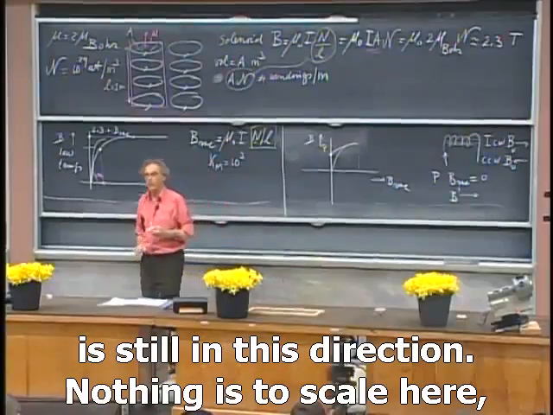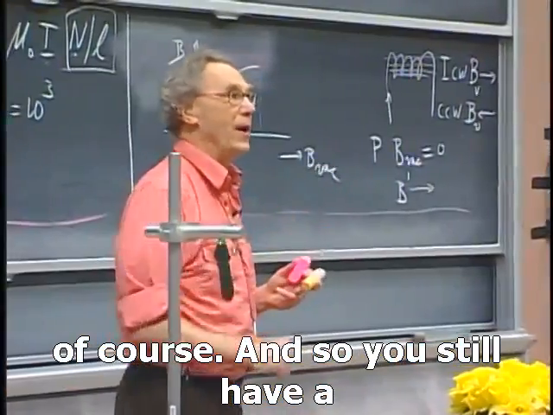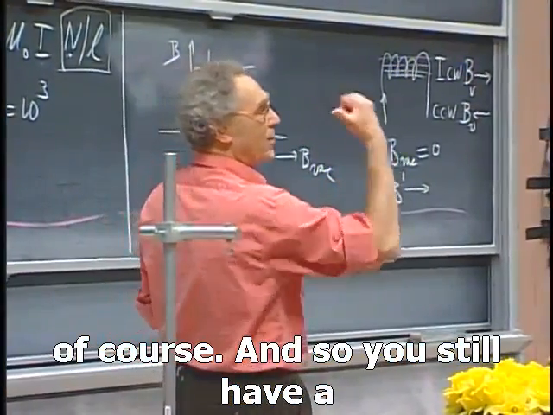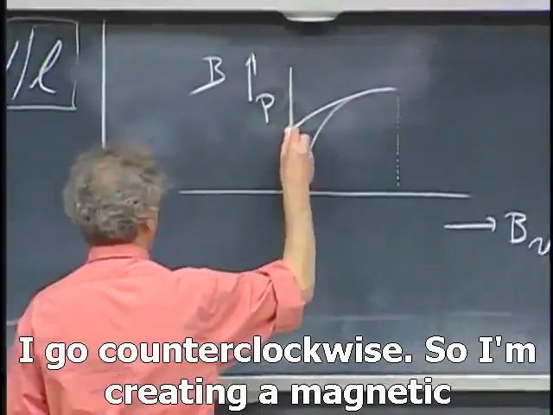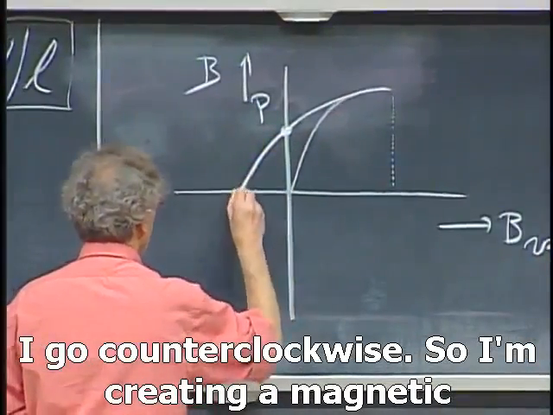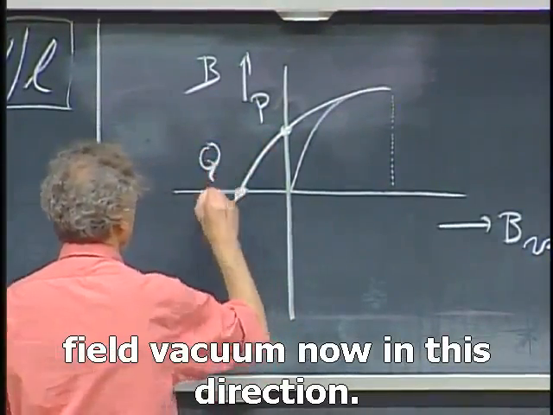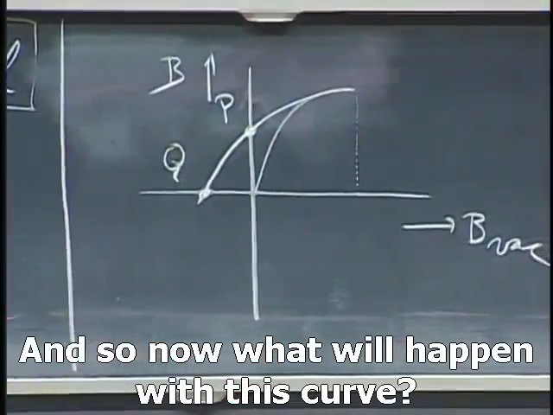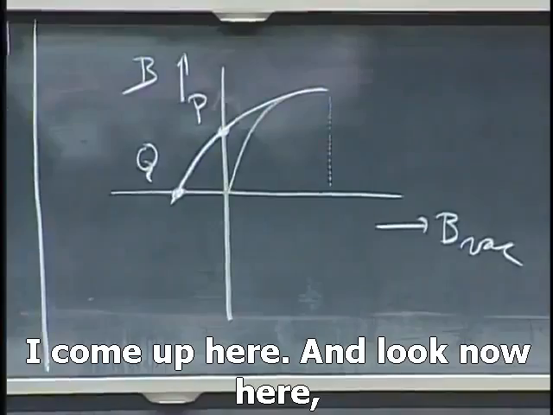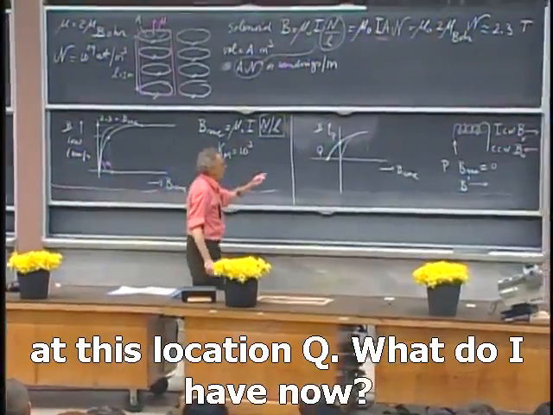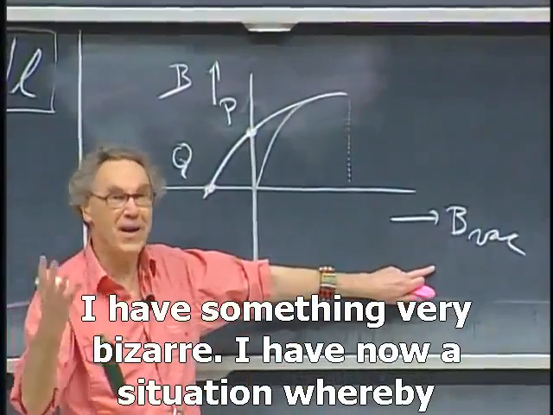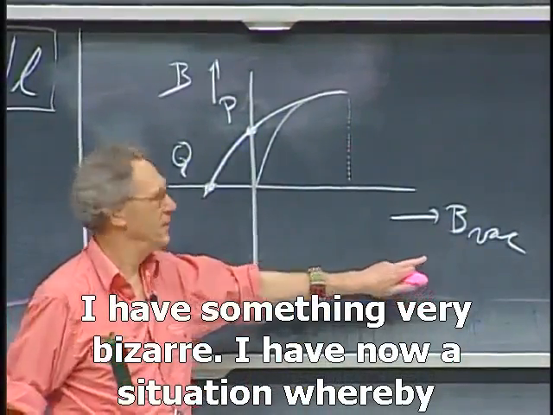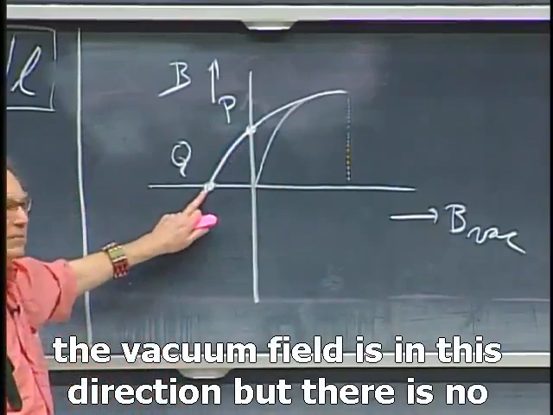Now I reverse the current. I go counterclockwise, so I'm creating a magnetic field vacuum now in this direction. And so now what will happen with this curve? I come up here. And look now here, at this location Q. What do I have now? I have something very bizarre. I have now a situation whereby the vacuum field is in this direction, but there is no magnetic field inside the material. The magnetic field inside is 0.